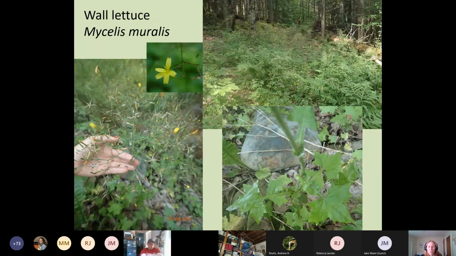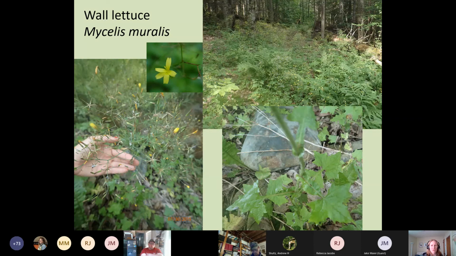Okay, moving on to another annual herbaceous plant, wall lettuce. So this is sort of an emerging invasive plant. We don't know that much about its impacts because it hasn't really been studied much, but you can see in these photographs, especially the top right, how abundant it can be in the understory of a forest and how aggressively it can spread. So that is always of concern when you find a non-native plant in the forest behaving this way.